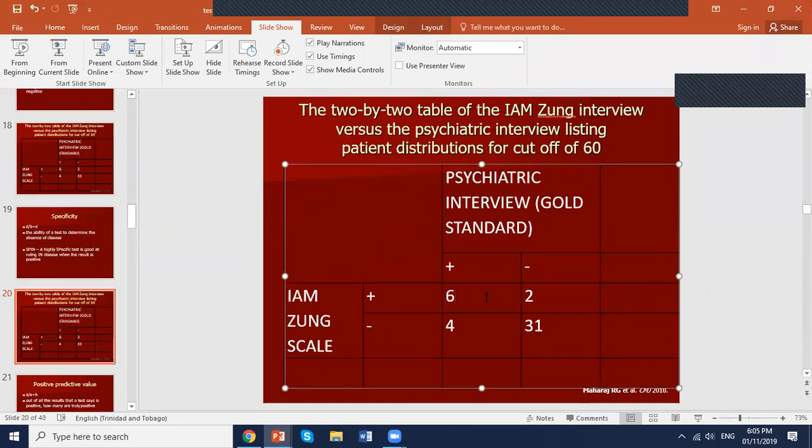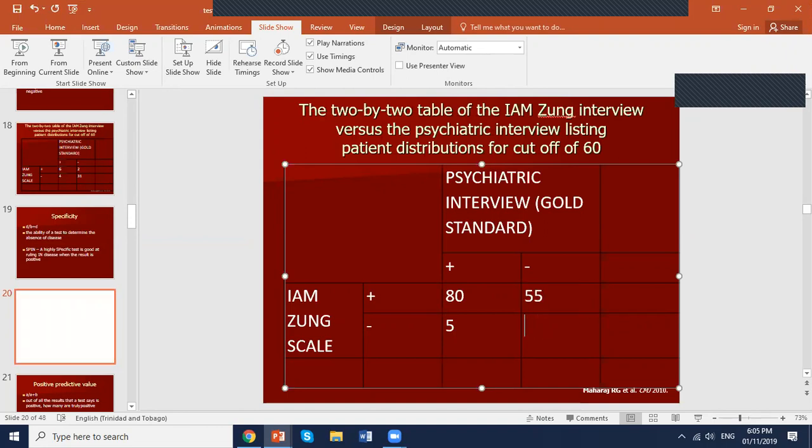So let me just do over this data. I'm just going to put some data here. So let me just say this, and this is 5. Let me just say this here is 55, and this here.